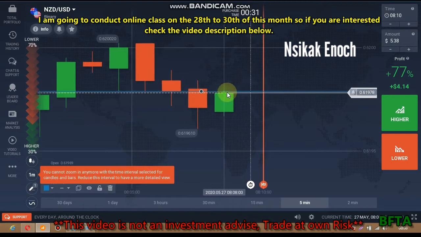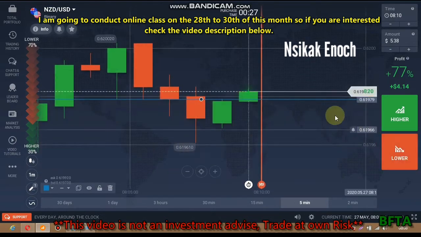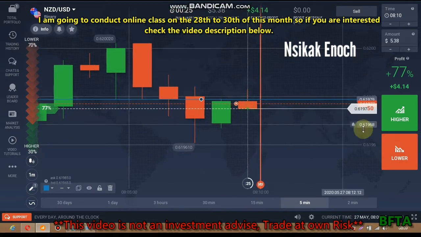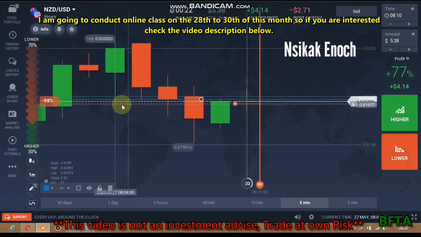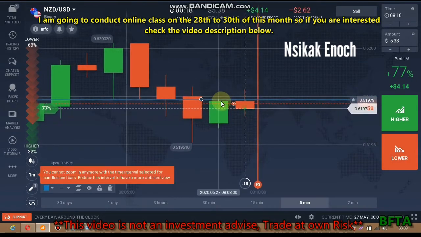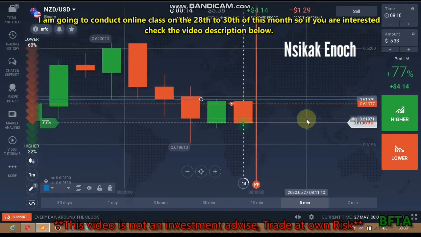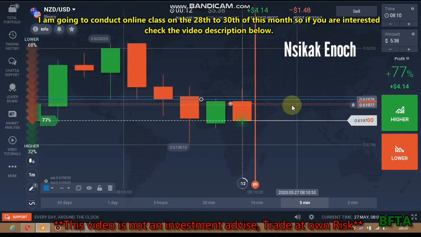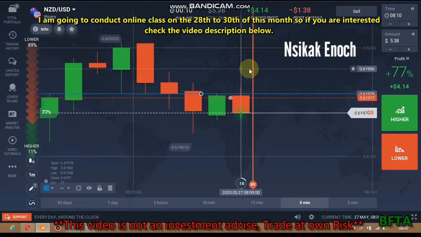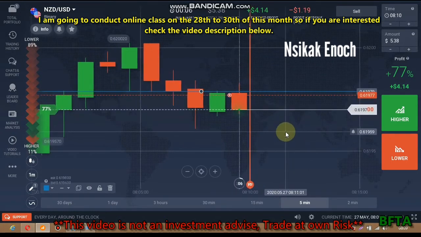You can see the rejection from sellers, and this is sellers movement. So I'm going to place put option. I place lower option here because of this level, and the trend is downtrend, and I saw the rejection from sellers. So this is a sign that the sellers will enter on the next candle. So that's why I place lower option.